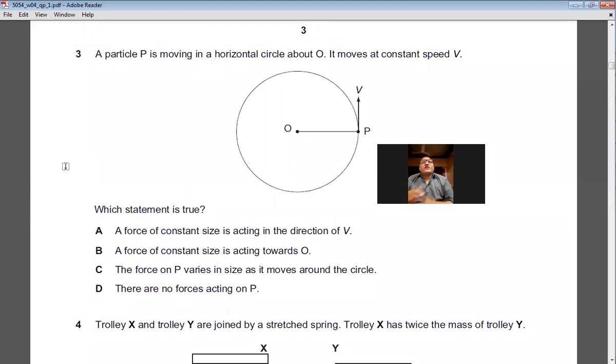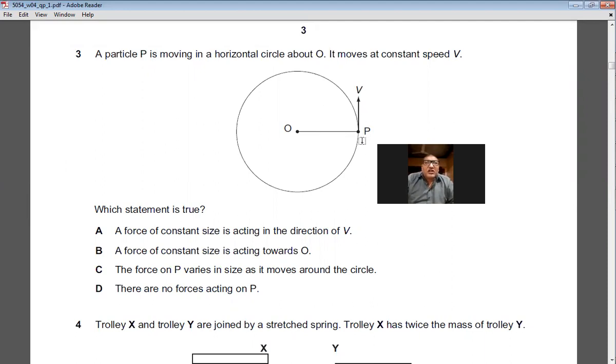Okay, so now we have the question number 3. A particle P is moving in a horizontal circle about O. It moves at constant speed V. Which statement is true? When you are moving in a circular path, your acceleration is towards the center of the circle. Resultant force is always directed towards the center of the circle.